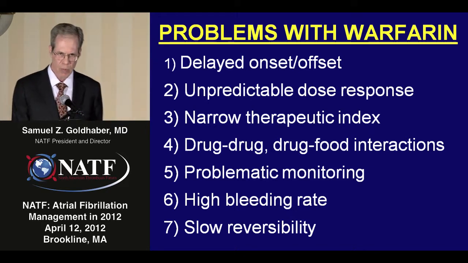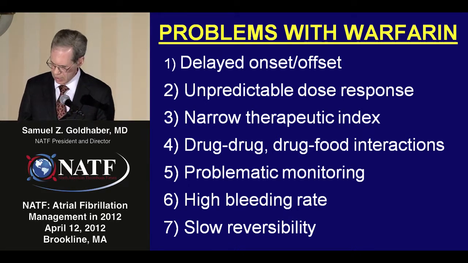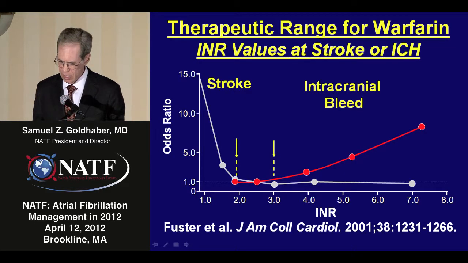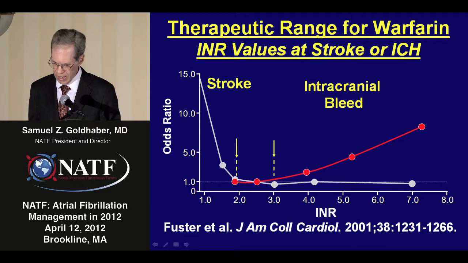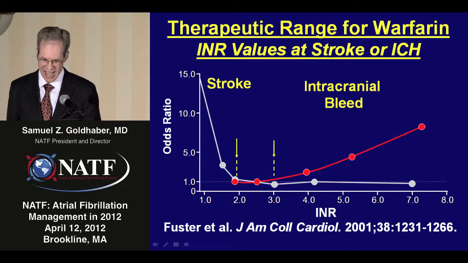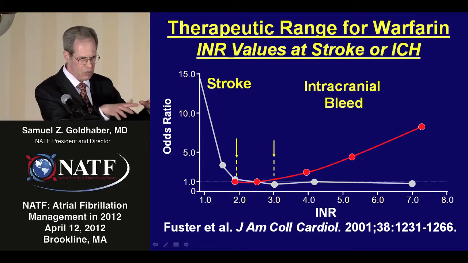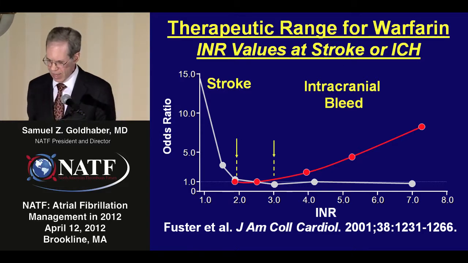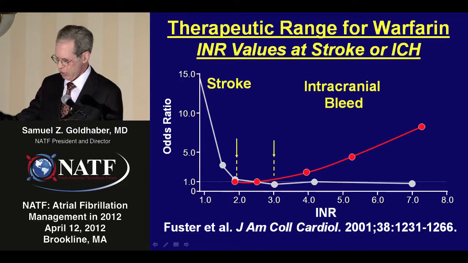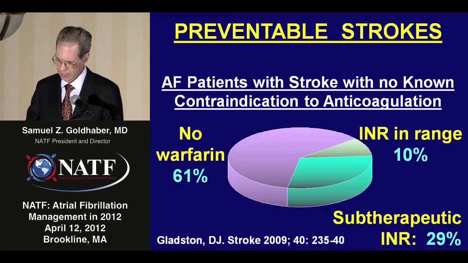And finally, when we want to get rid of it in an emergency, its reversibility takes a while. So we're sort of between a rock and a hard place with warfarin. The target INR is between 2.0 and 3.0. If we get an INR less than 2.0, the risk of a thrombotic stroke increases. But if the INR goes above 4.0, the risk of intracranial bleeding starts to increase exponentially.